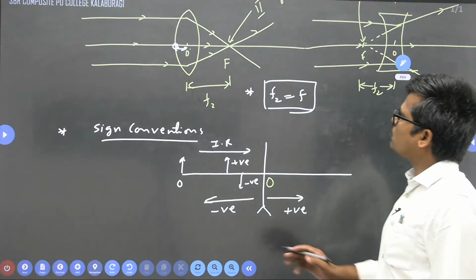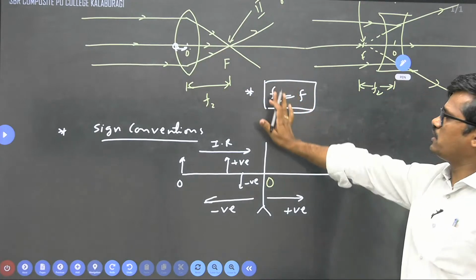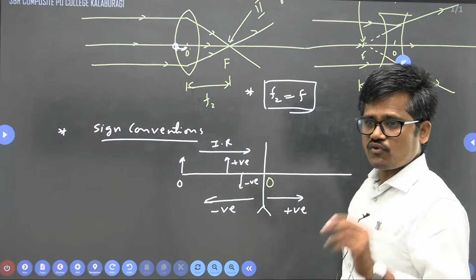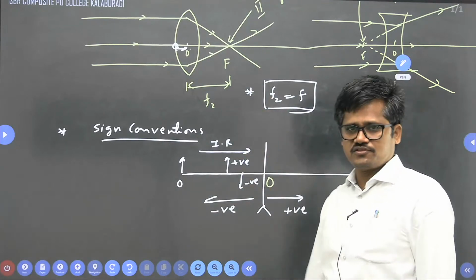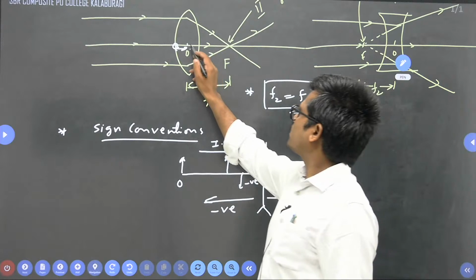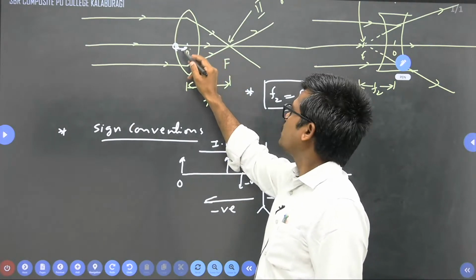Okay, this is regarding sign. Now tell me, the real focal length of a lens is the second principal focus. So the real focal length of a lens is the second focal length. Now tell me, all the distances are measured from the optic center.